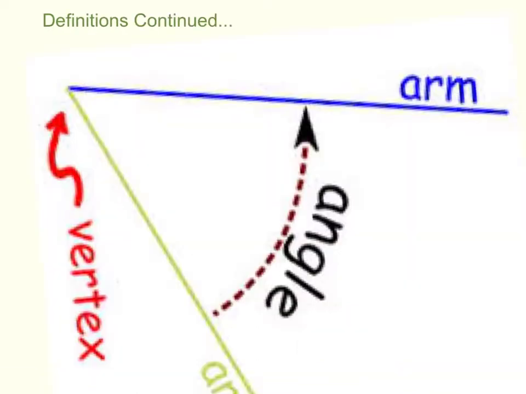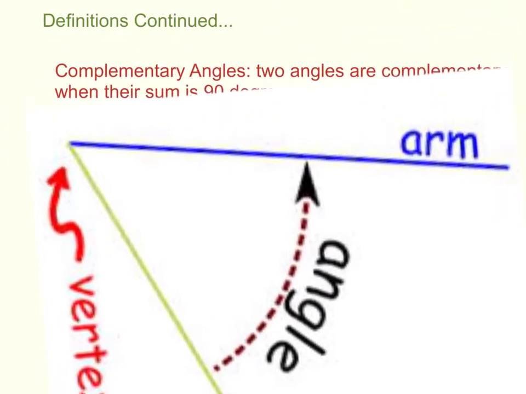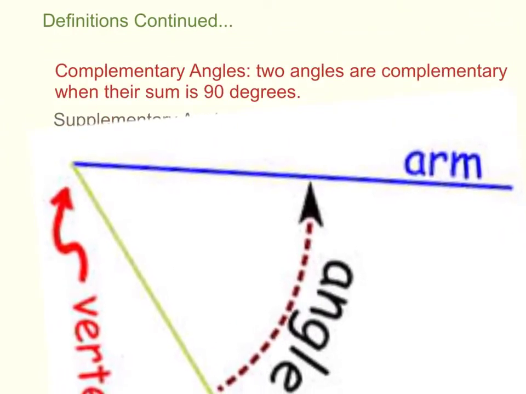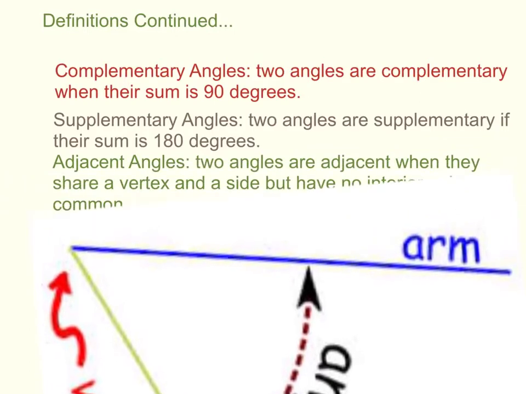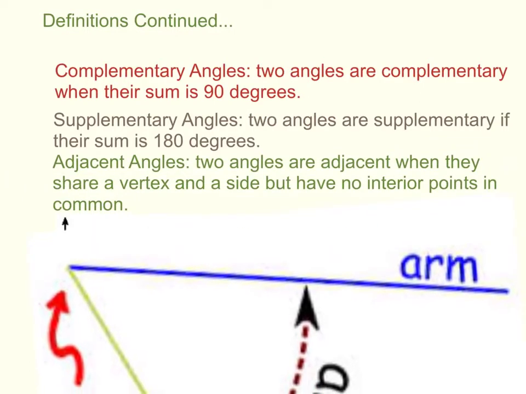There are a few more definitions that we need to talk about. Complementary angles are two angles that have a sum of 90 degrees. Supplementary angles are two angles with a sum of 180 degrees, and adjacent angles are angles that share a vertex and a side but have no interior points in common. Adjacent angles are angles that are directly next to each other.